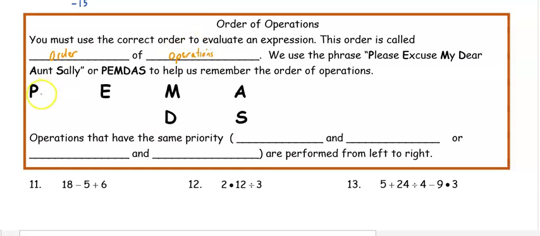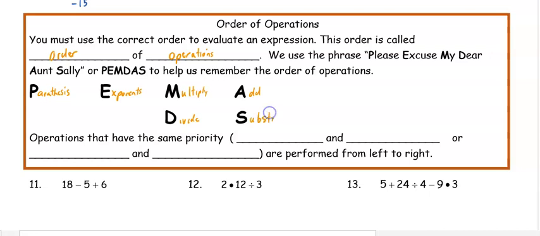So in PEMDAS, P is going to stand for the parentheses or grouping symbols. E stands for the exponents. M is to multiply. D is to divide. A is to add, and S is to subtract.